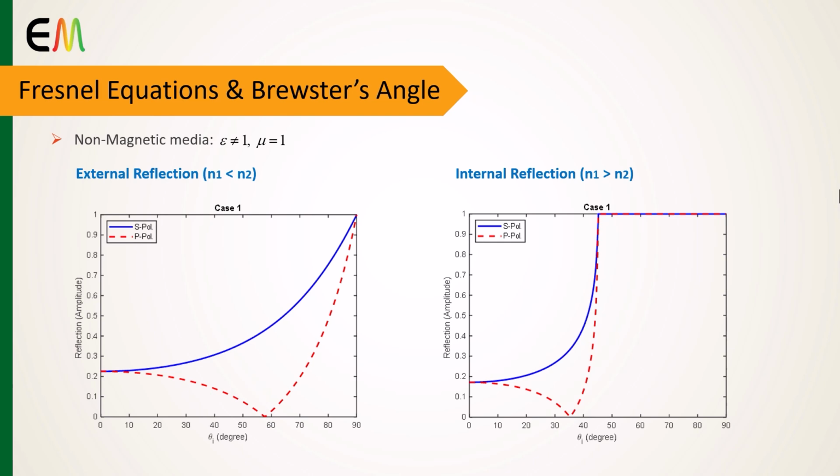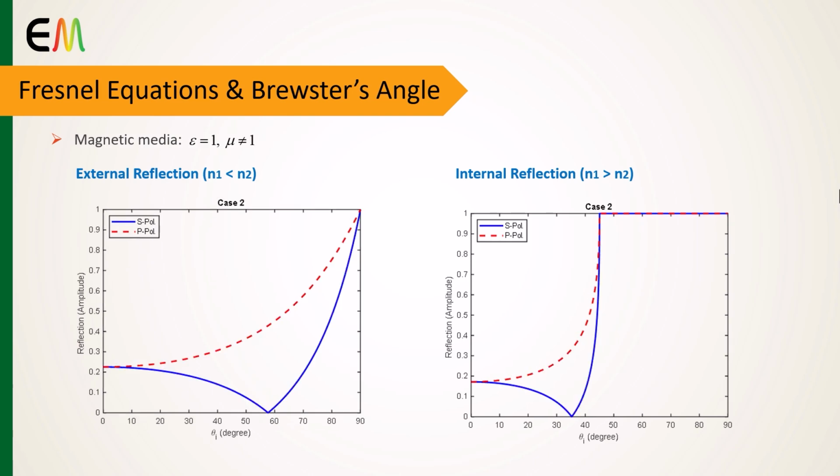Also in internal reflection mode, it can be observed that at a critical angle for both polarizations, the reflection increases to unity, and after that it remains at this value, which corresponds to the total internal reflection. As in the previous slide, the calculations are repeated for magnetic media. In this case, Brewster's phenomenon occurred only for S-polarized light instead of P-polarization.